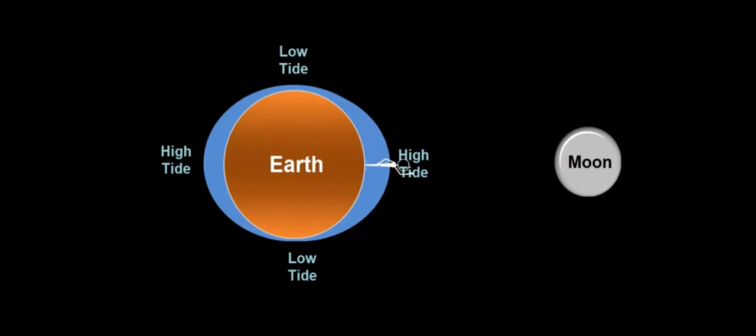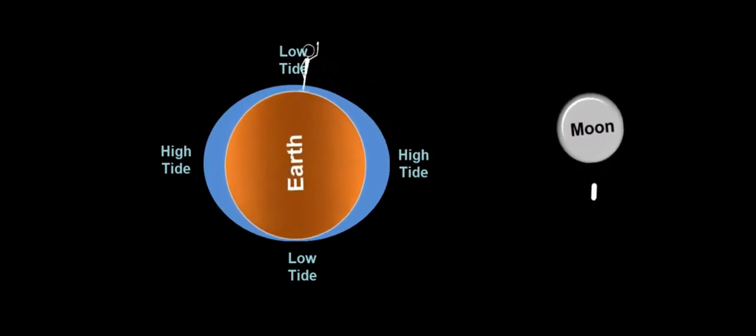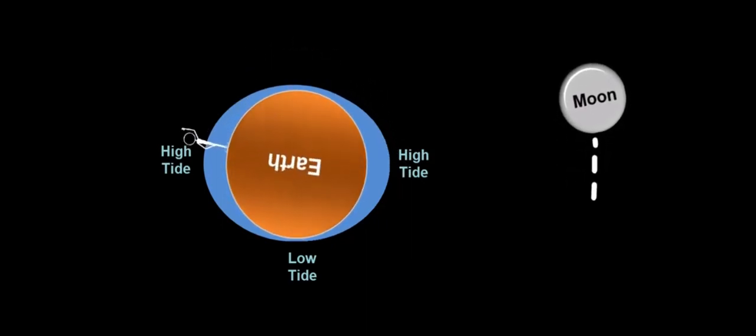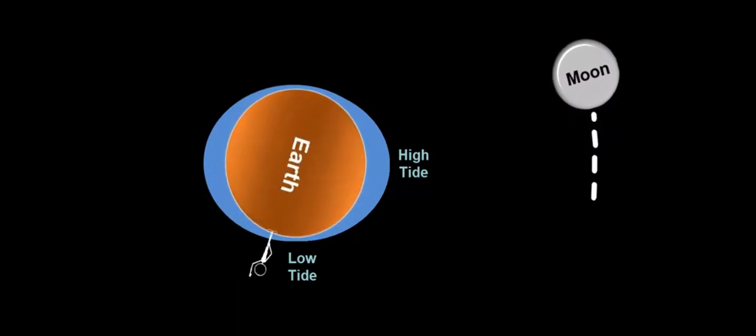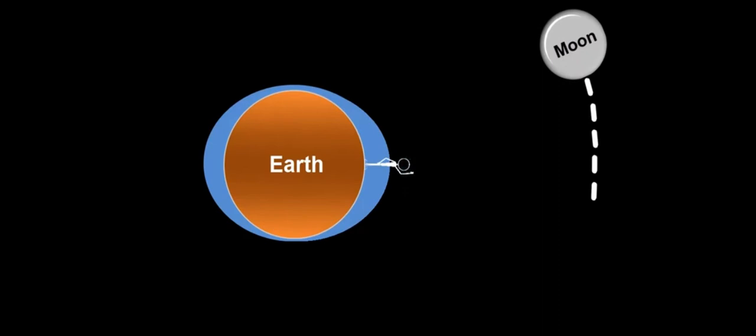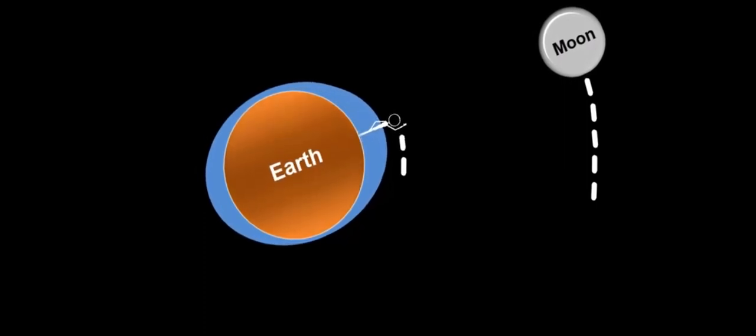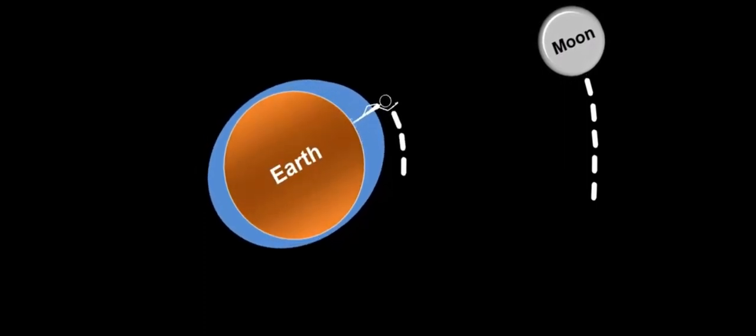But there's another surprise. By the time the Earth has rotated once and arrived back at its original position, the Moon has moved on a bit because it's orbiting the Earth at the same time. That means that the Earth has to catch up with the Moon, so the next day's high tide is about 50 minutes later.